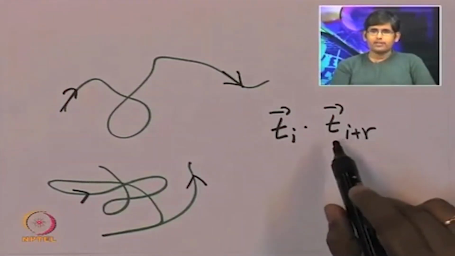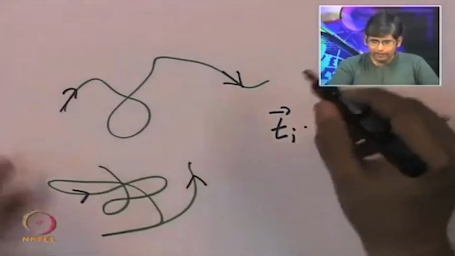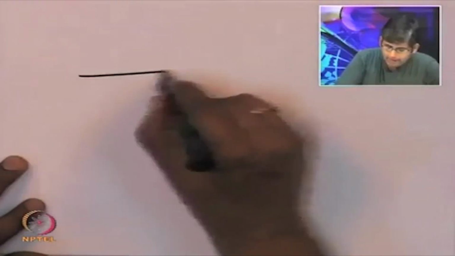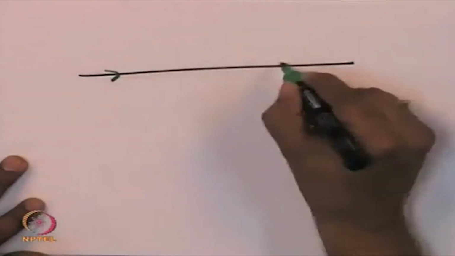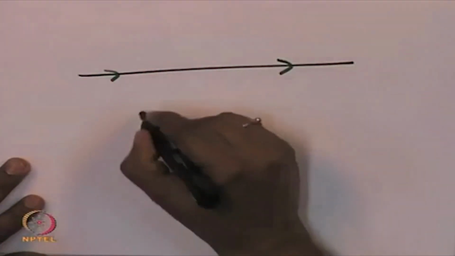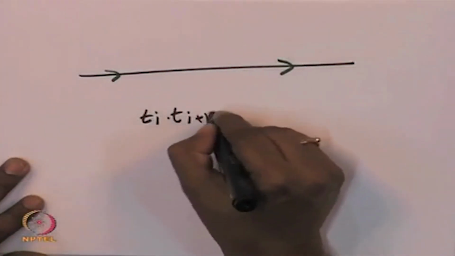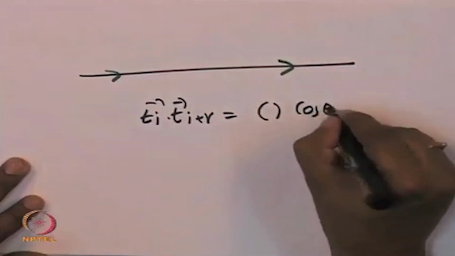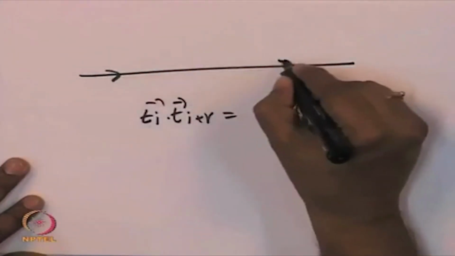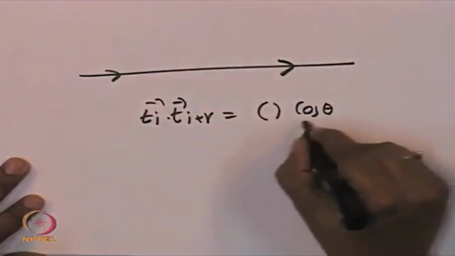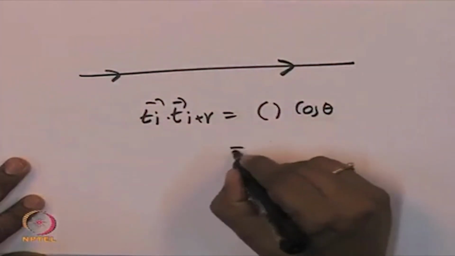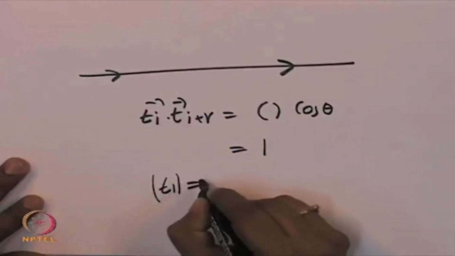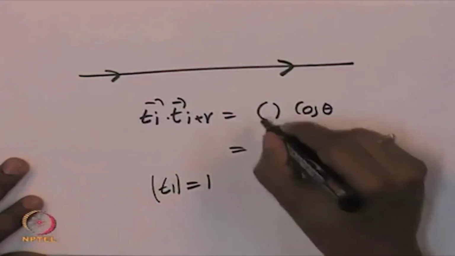If the filament never bent, if the filament was always straight, any two tangents will be in the same direction. So, then T I dot T I plus r will be cos theta. The angle between them is 0, they are in the same direction, so cos theta will be 1. If you take these as unit vectors, this will be 1.